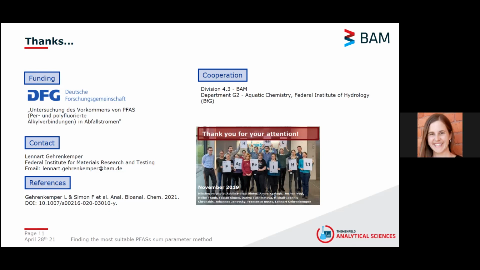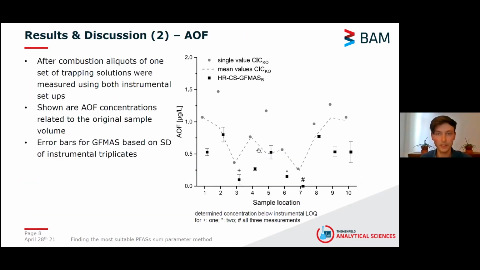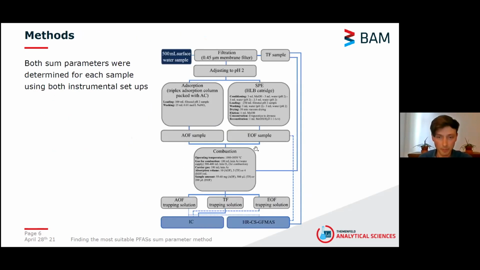What is the CIC trapping solution? Yes, therefore I go back to the slide with the method. The CIC trapping solution is a phosphate buffer. So it's about 10 milliliters where you just gas the HF into it and it will be trapped in there.